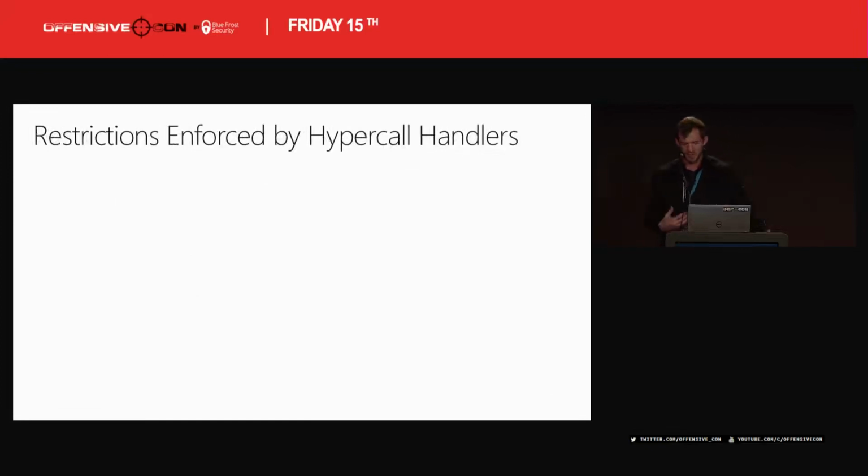In order to make sure your fuzzer is efficient and operating effectively, it's important to understand what restrictions a hypercall handler can enforce. These checks you'll normally find implemented at the beginning of a hypercall handler. I'm going to show some code snippets of what these look like. I understand you guys don't have source, so it's not going to be that helpful.